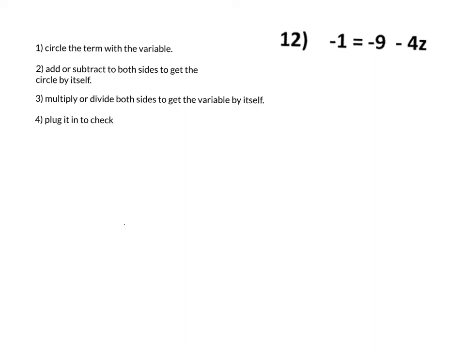Alright guys, I'm going to go through the solutions for last night's homework. I'm going to try and do it at a faster rate so we don't have a very long video. So first thing, circle your item with the term. In this case it's negative 4z.